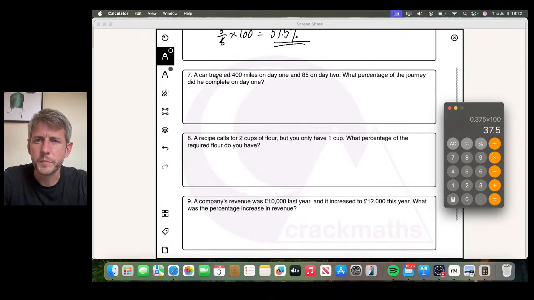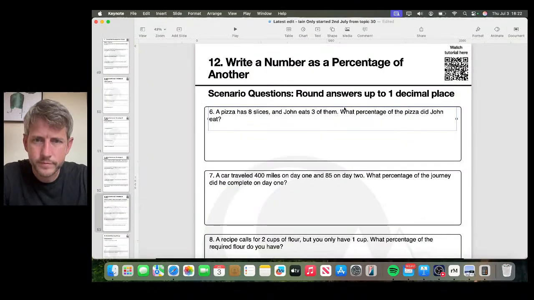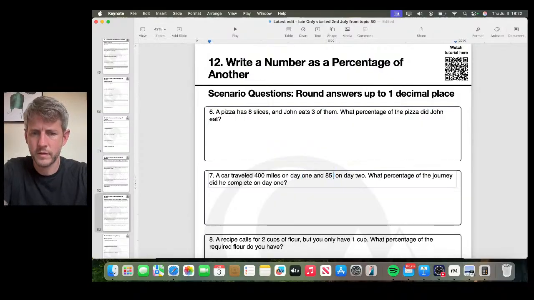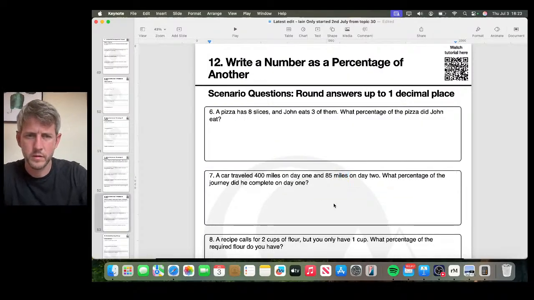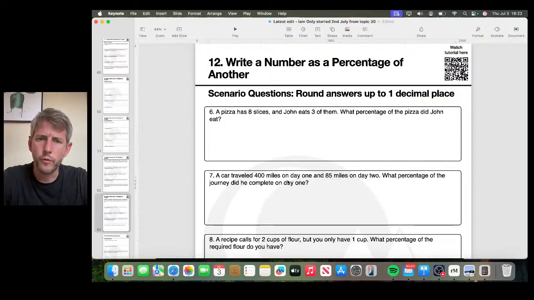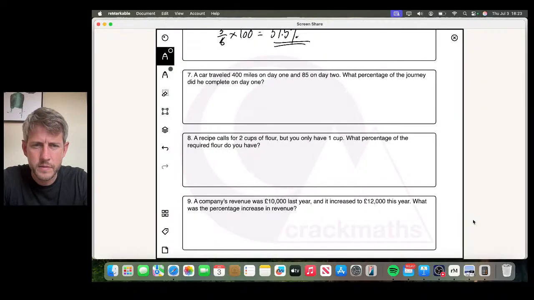Question 7. A car travelled 400 miles on day 1 and 85 on day 2. What percentage of the journey did he complete on day 1? I think I need to put miles there. A car travelled 400 miles on day 1 and 85 miles on day 2. What percentage of the journey did he complete on day 1? Right, let's go back to this.